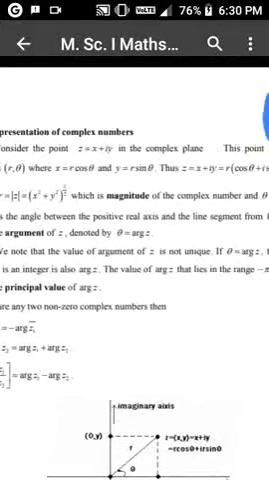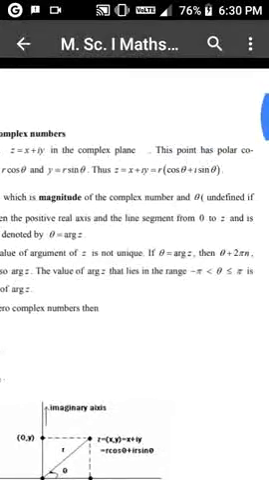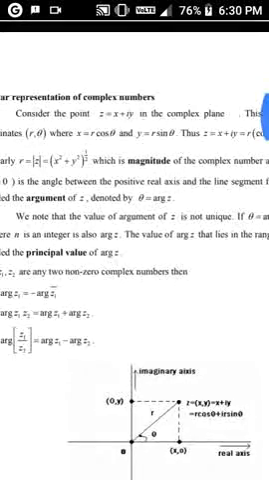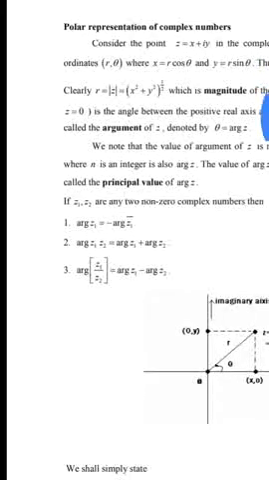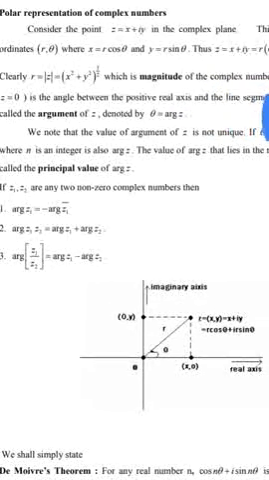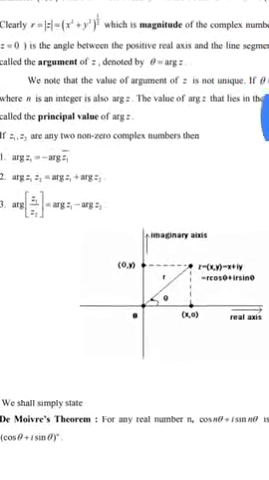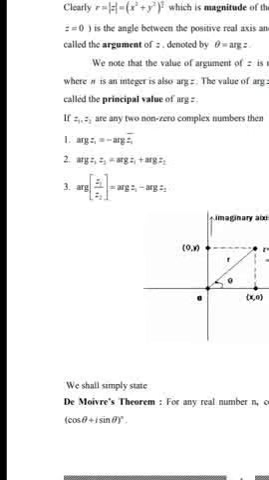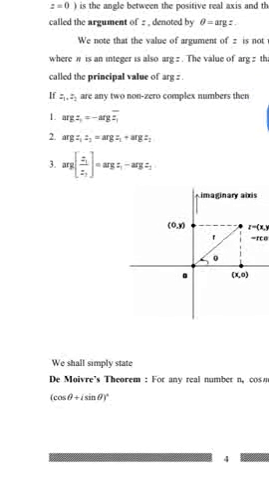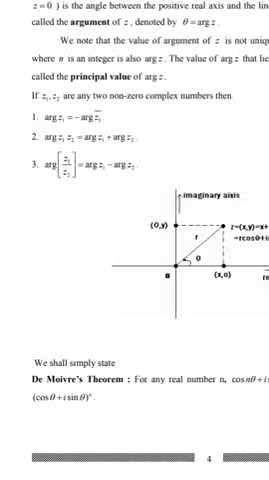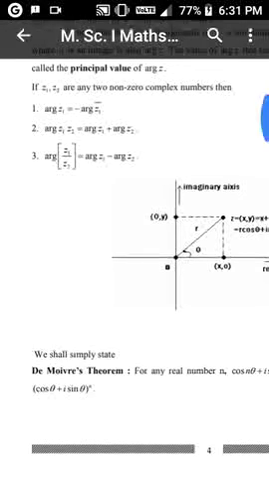The value of the argument of z that lies in the range minus pi to plus pi is called the principal value of the argument of z. If z1, z2 are any two non-zero complex numbers, then arg of z1 bar (the conjugate) = minus arg z1. Arg (z1 z2) = arg z1 + arg z2. Arg (z1 / z2) = arg z1 minus arg z2.